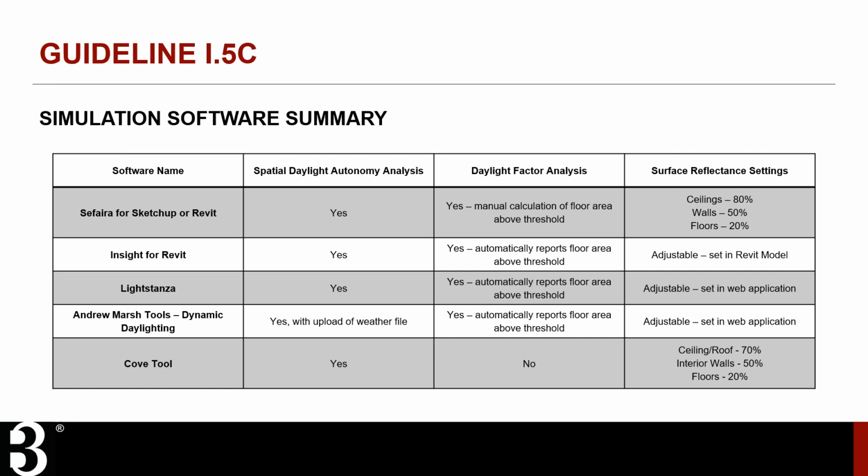It's also important to note that each program takes a different approach to account for how light is reflected off of interior surfaces. Having primarily light-colored surfaces tends to contribute to higher light levels within a space, while dark surfaces tend to absorb light rather than reflecting it. Some programs allow users to enter surface reflectance inputs for specific materials or surfaces, while others use default assumptions.